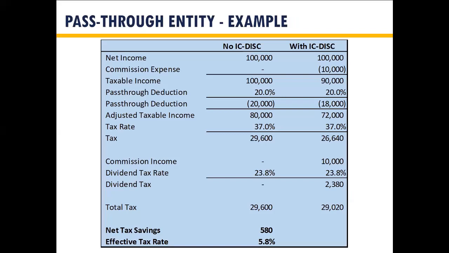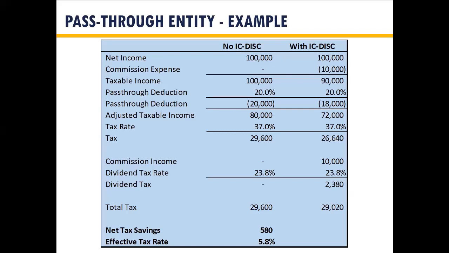Adding some numbers to this example, let's assume we have taxable income of $100,000 in our pass-through entity, and we don't have an IC DISC in our structure at this point. So this is the left column. The shareholder or partner gets that 20% pass-through deduction. So our adjusted taxable income is $80,000. Assuming the highest tax rate, we would pay tax of $29,600 on that income.